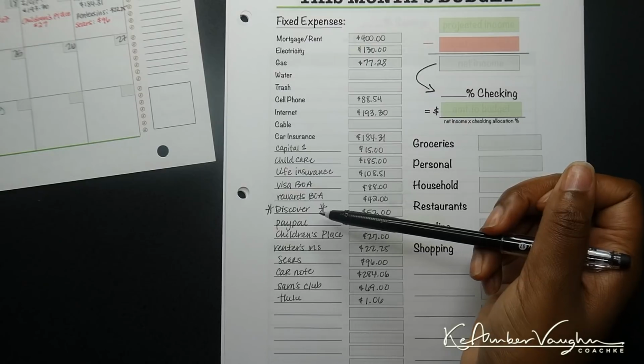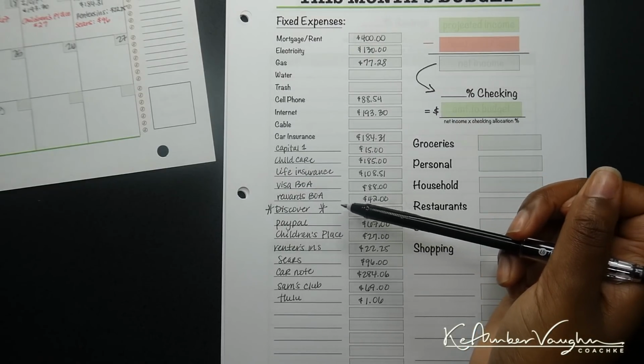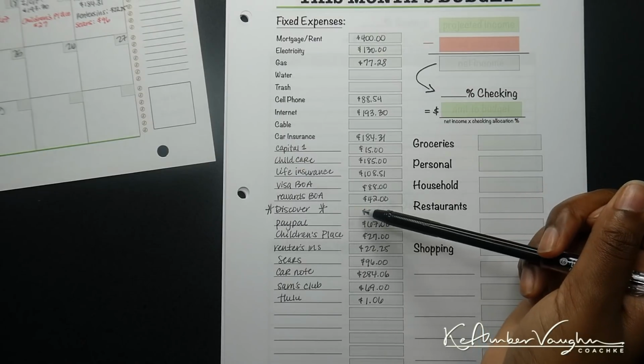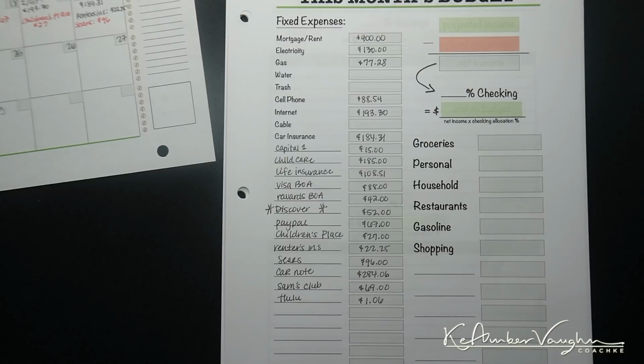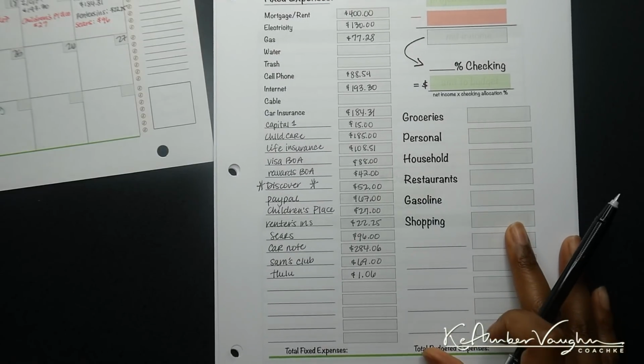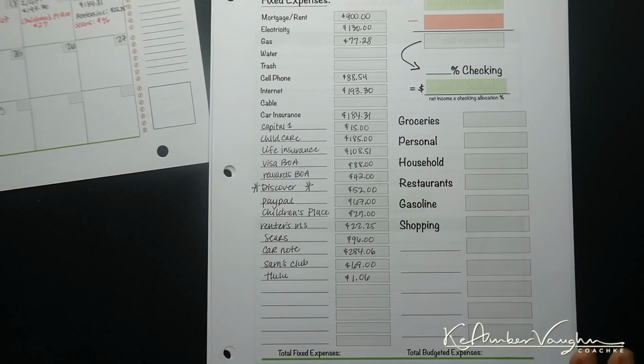And typically, I would say to still pay the minimum, but really you don't need to because it's already taken care of. So we're actually going to utilize that extra $52 for something else. And that is it there. So let's go ahead and first add up what the fixed expenses are, and then we're going to move on to start the whole allocation process.